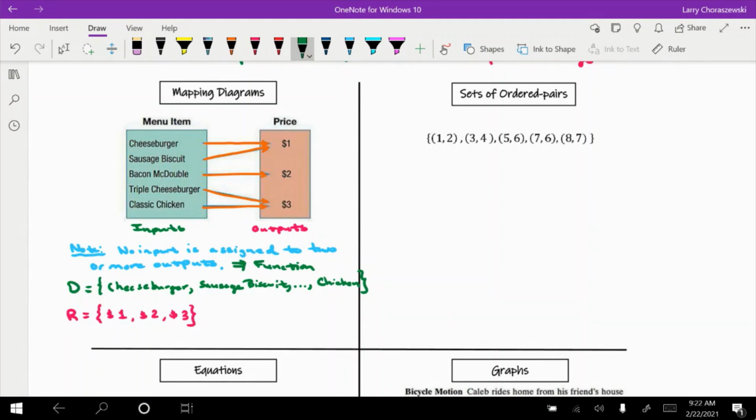Looking at the first ordered pair, 1 is the x value, 2 would be the y value, and then so on and so forth: 3 and then 4, 5 and then 6, 7 and then 6, and then 8 and 7.